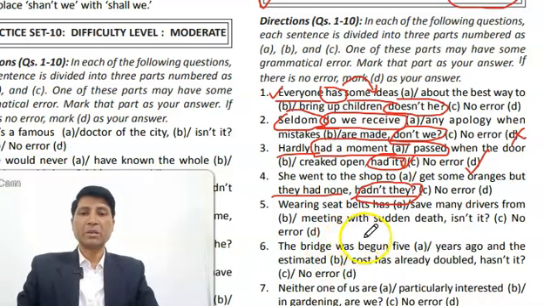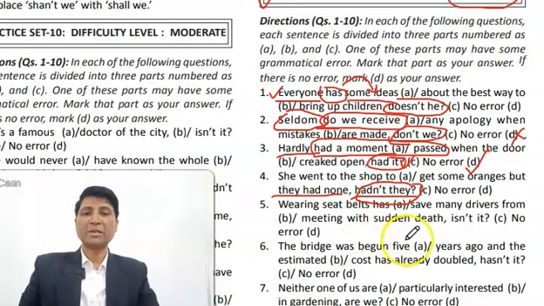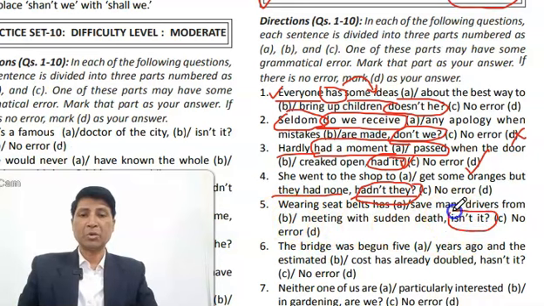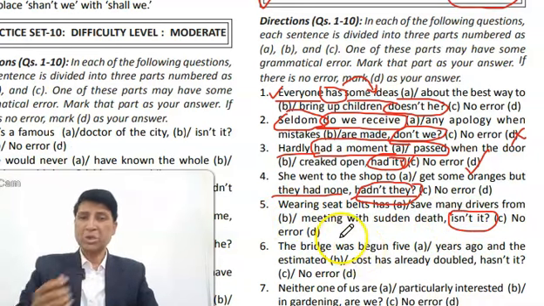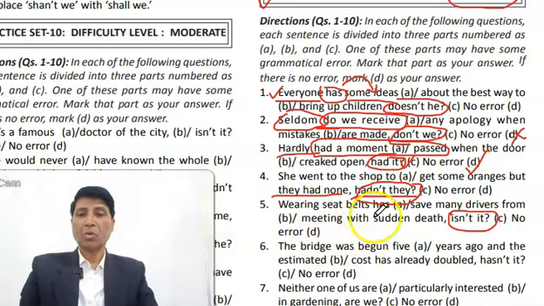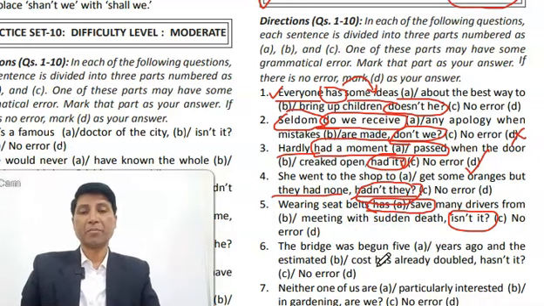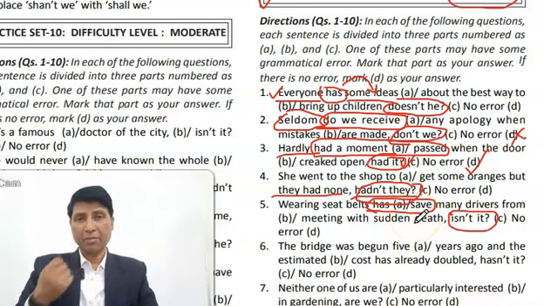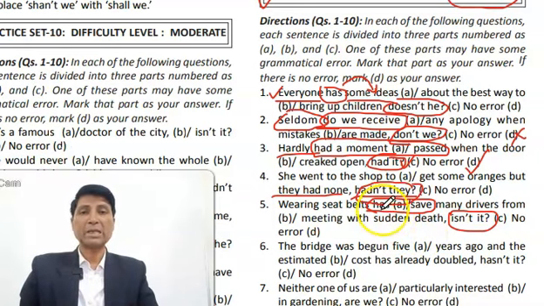Wearing seat belts has saved many drivers from meeting with sudden death, isn't it? So far as the question tag is concerned, you can see it is negative, and the main statement of this question, wearing seat belt, has save. So here has and save is the verb aspect, and you can see this verb aspect is incorrectly formed. That means it is wrong. Why is it wrong? Because has is followed by a verb in the past participle. So here in place of save, it should be saved. So there is one mistake here in part B.